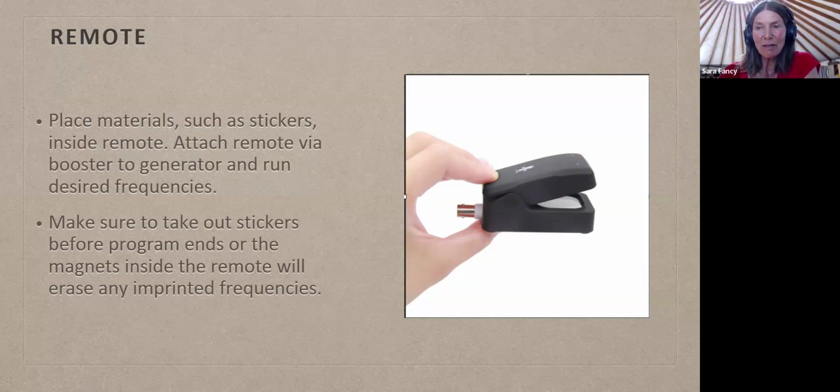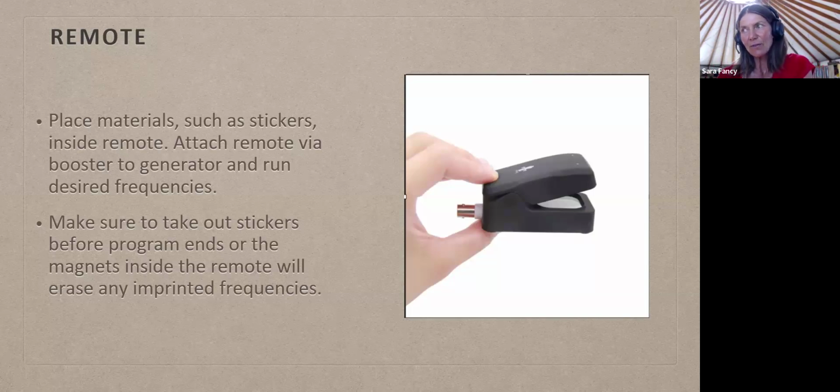They have to be holographic. Spooky2 did used to have them, but then I think they ran out, and they don't. If you buy the generator, you no longer get the holographic stickers, but you can buy them easily. You can buy them online, and they're not expensive. They just have to be holographic. Then you attach the remote via the booster to the generator and run your desired frequencies. So whatever frequencies you want to put in the stickers.